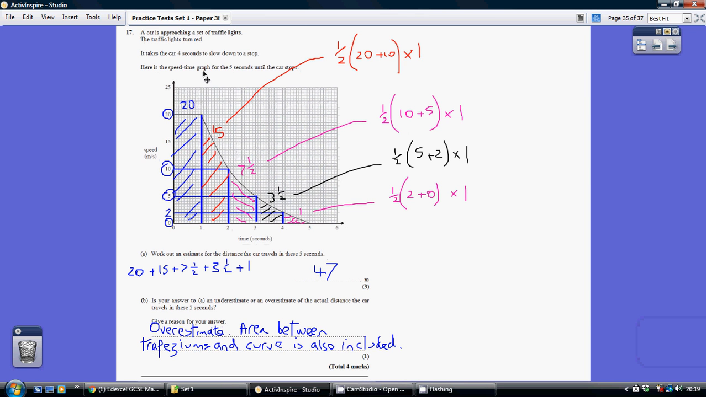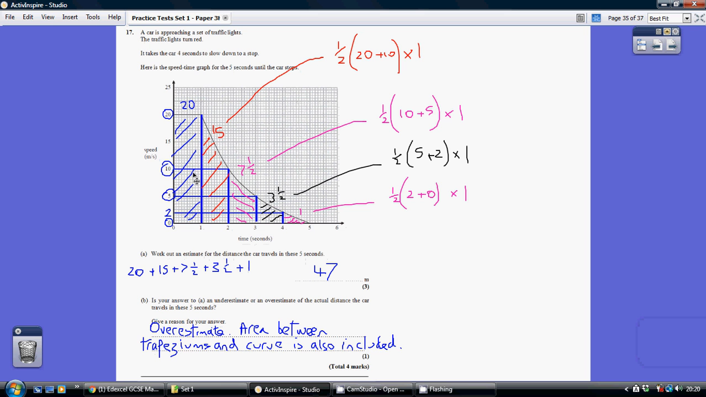So for a speed-time graph, the distance travelled is the area under the graph. If we could work out the area under this graph exactly, that would be the exact distance the car travels. Now we can't do that with the skills we have for GCSE, so the best we can do is an estimate for the distance travelled. So we're going to estimate the area under the graph.